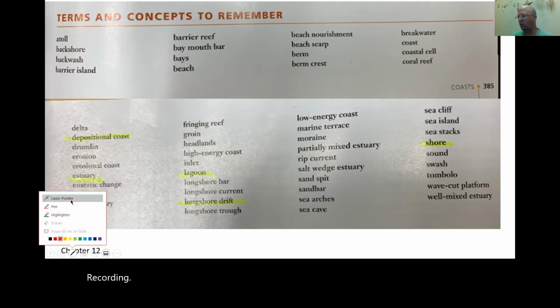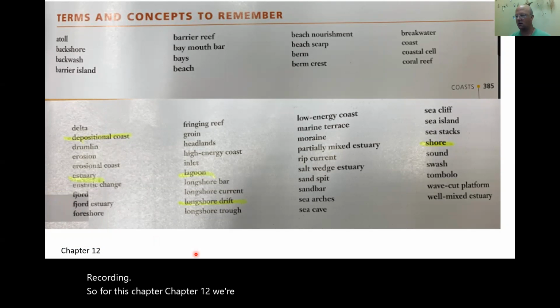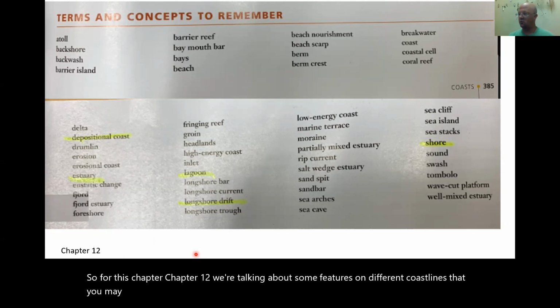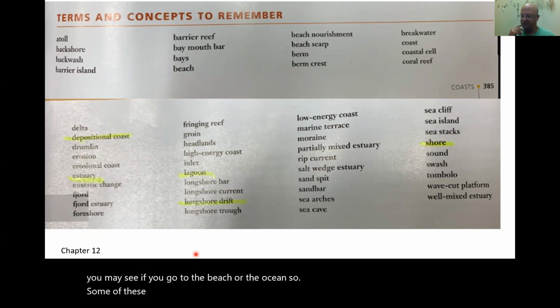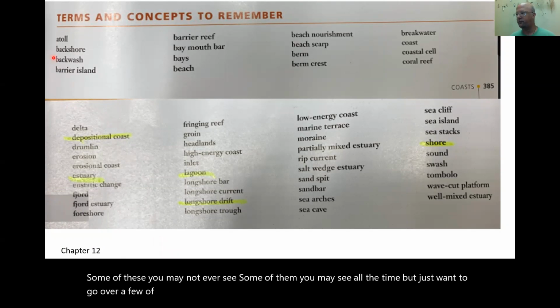Okay, so for this chapter, chapter 12, we're talking about some features on different coastlines that you may see if you go to the beach or the ocean. Some of these you may not ever see, some of them you may see all the time, but I just want to go over a few of these terms here.